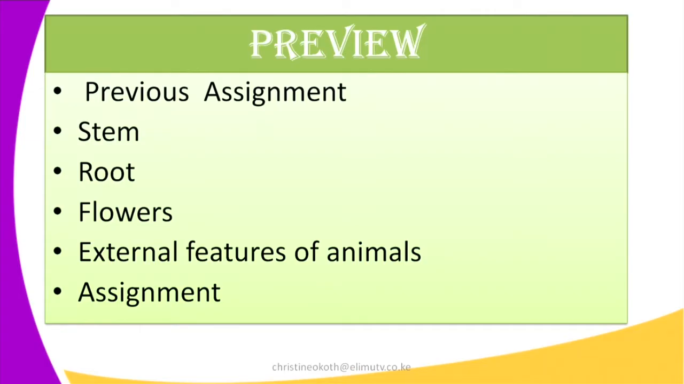We're first going to look at the previous assignment. That one was in lesson 4. We're going to look at the structure of stems and different types of stems. We're going to look at the roots. We're going to look at the flowers. Then lastly, we're going to look at the external features of animals. And lastly, I'm going to give you an assignment.